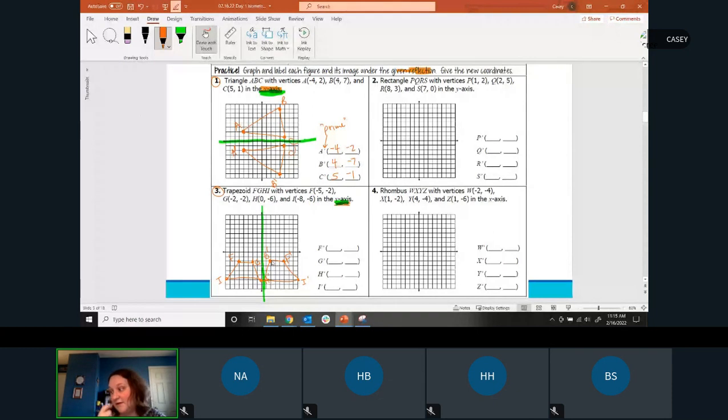And now we just have to fill in the coordinates. F is at 5, -2. G is at 2, -2. H is at 0, -6. And I is at 8, -6. Yeah, Braden, so you were right. If you have kind of figured out a trick to this, that's okay. Just watch out because we're going to start changing the line of reflection and it's going to be a little different for you.